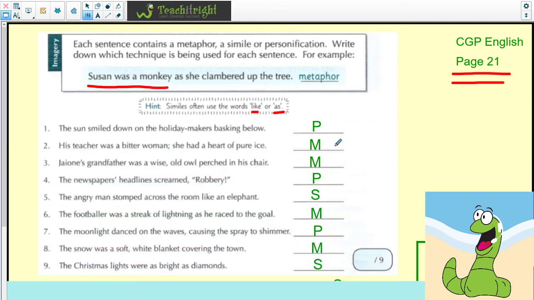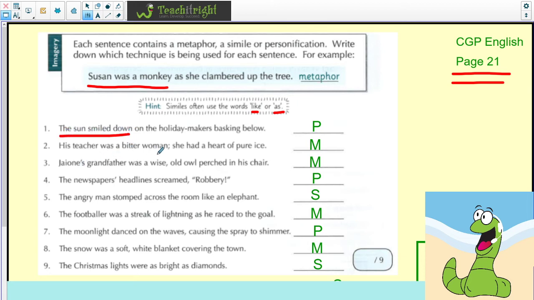So here we are. Now we've been a little bit lazy. We've ended up putting P, M or S. So P for personification, M for metaphor, and then S for simile. So the first one, the sun smiled down on the holidaymakers basking below. Well, of course, the sun doesn't really smile down. So that's an example of personification.